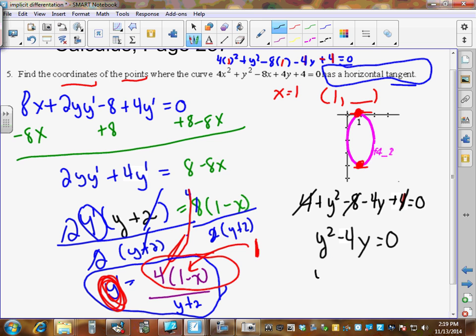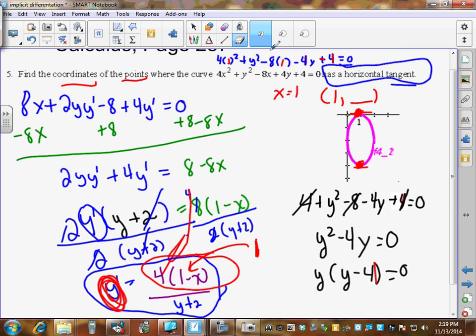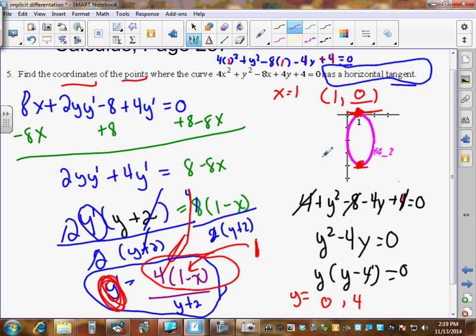To solve this, we can factor out y. That'll leave us with y minus 4. That should not be there. And we know that we'll get 0 and positive 4 for our answers. So this is telling us when y is 0, we have a horizontal tangent, and we can see from the graph at 1, 0 there is a horizontal tangent.